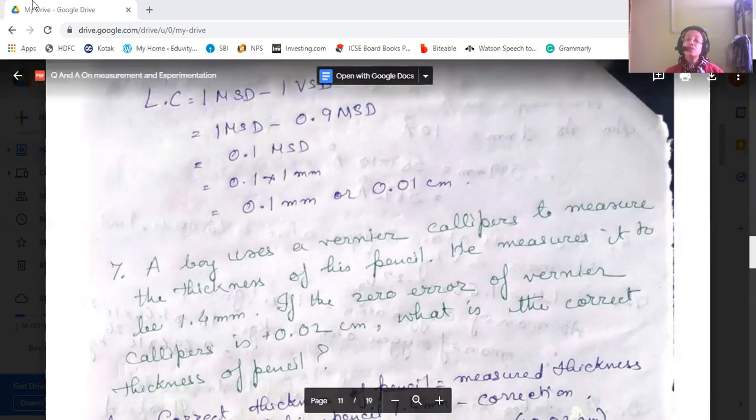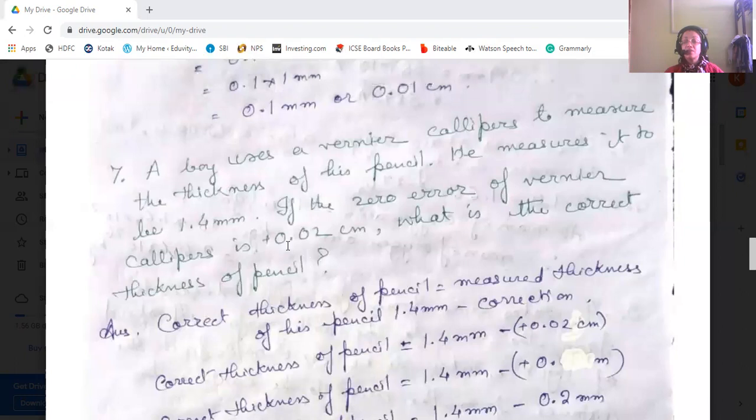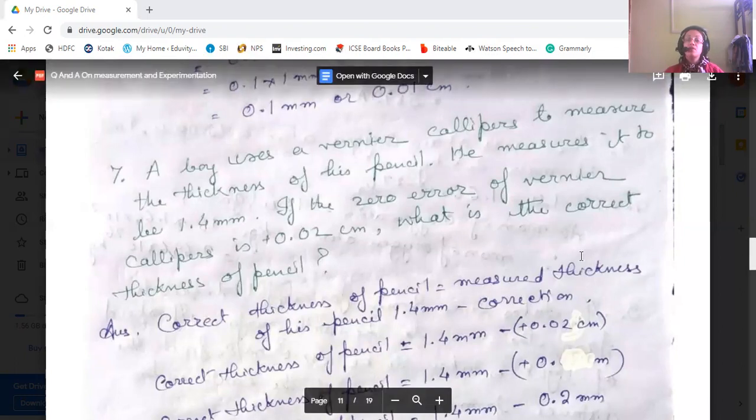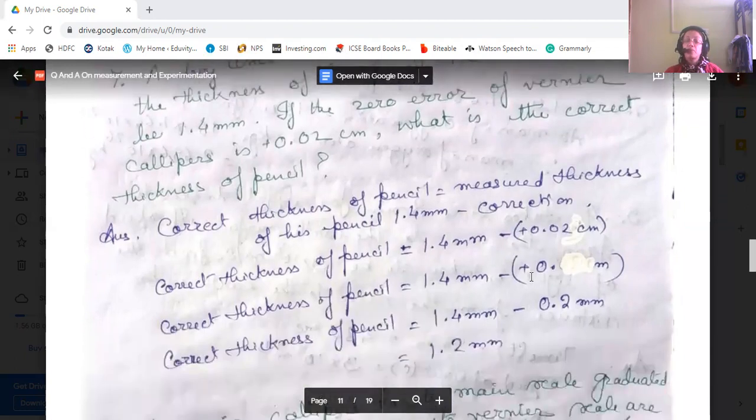A boy uses a vernier caliper to measure the thickness of a pencil. He measures it to be 1.4 millimeter. If the zero error of the vernier caliper is plus 0.02 centimeter, that is, positive zero error, what is the correct thickness of the pencil? Now, the correct thickness of the pencil is the measured thickness of the pencil minus the correction, minus the zero error, that is.